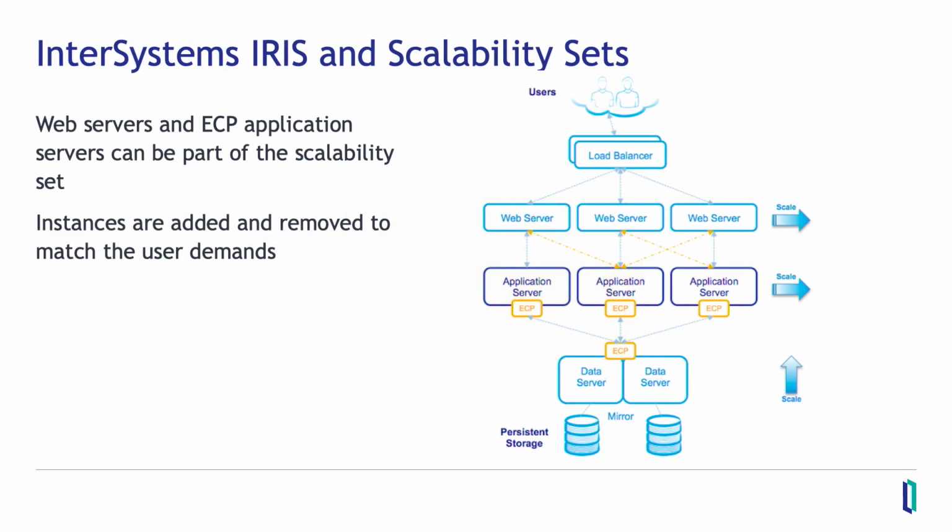Okay, so with InterSystems IRIS and scalability sets, you have here a typical three-tiered application: web servers, application servers, and a pair of data servers in a mirror. With scalability sets, you can horizontally scale both the web servers and application servers to meet your demand load. Both of these can be scaled automatically, with no intervention.